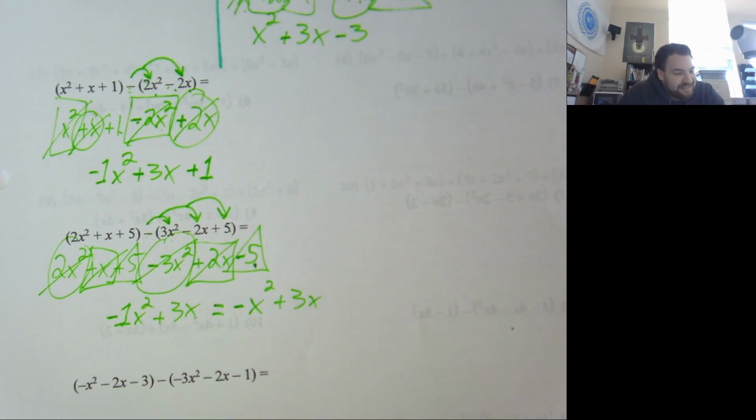So subtraction, there is that one extra little step, but at the end of the day, it's not a big deal.